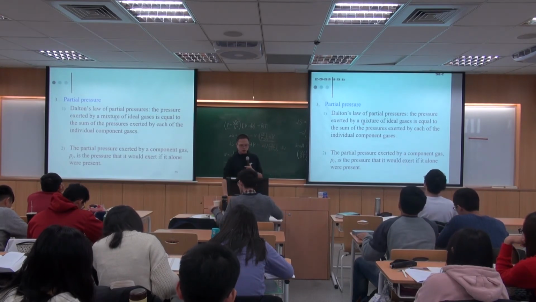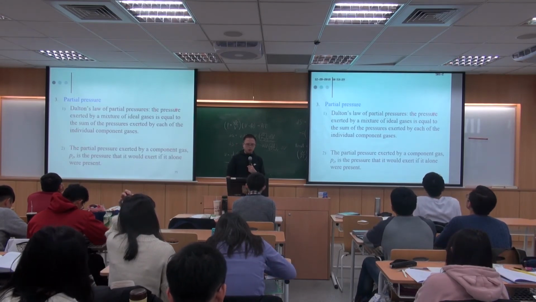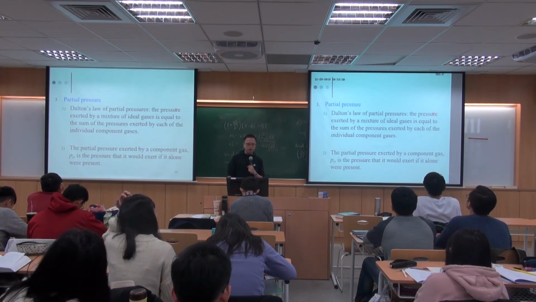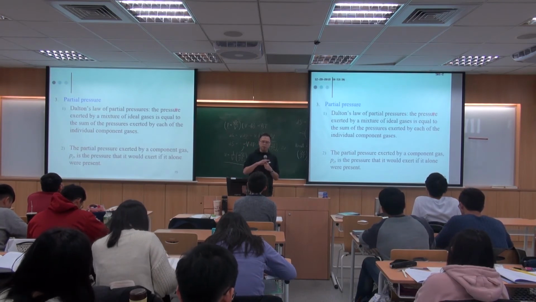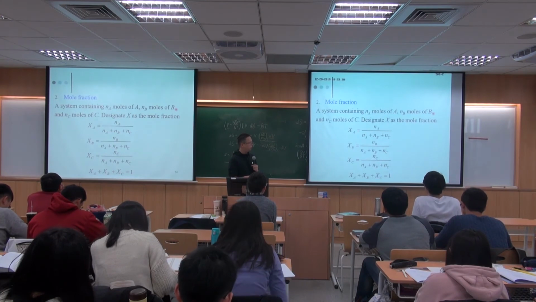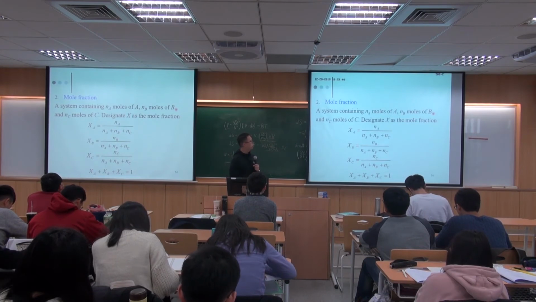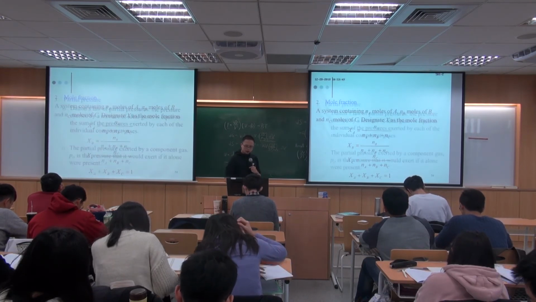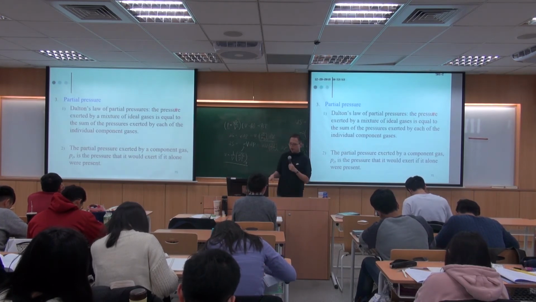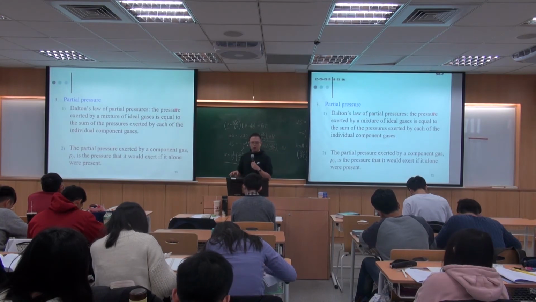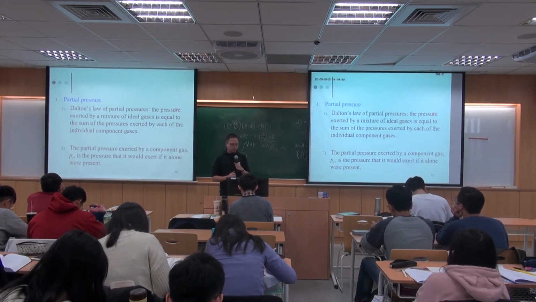Dalton's law of partial pressure states that the pressure exerted by a mixture of ideal gases is equal to the sum of the different pressures exerted by each of the individual component gases, which means that if you have, for instance, 3 different kinds of molecules, A and B and C, then PA plus PB plus PC should be the total pressure. So the partial pressure is smaller than the total pressure, and it somehow can represent the behavior of each gas molecule in this combination.